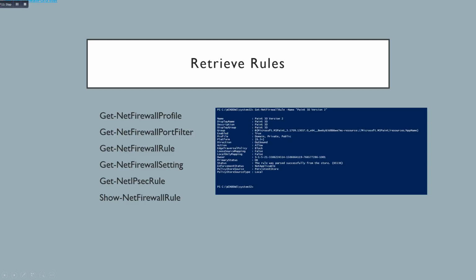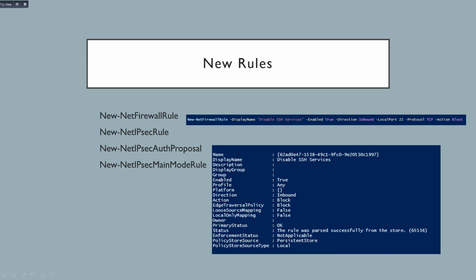So new rules. Instead of going to a GUI, we want to just go ahead and do this command line based. So we're going to do a New-NetFirewallRule. The display name is going to be disable SSH services. Enabled, we want it to be enabled. The direction is inbound, local port 22, protocol TCP, and block. So what that rule essentially is doing is blocking inbound SSH services via port 22.